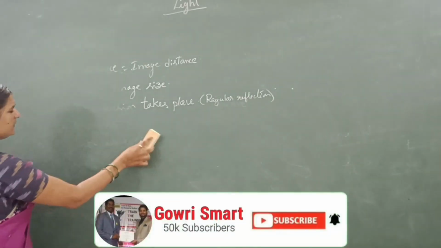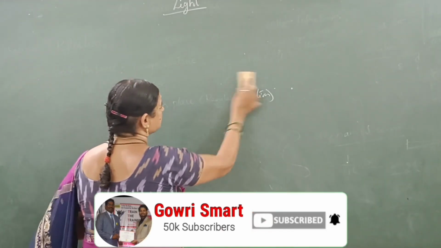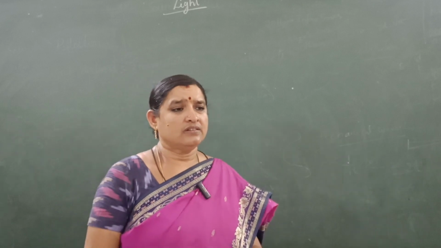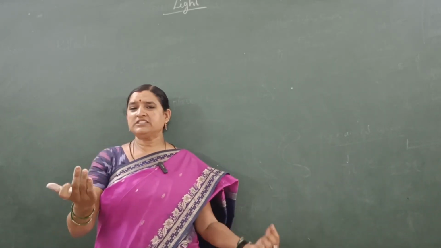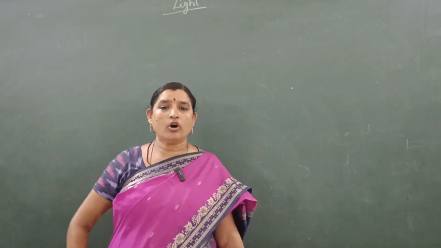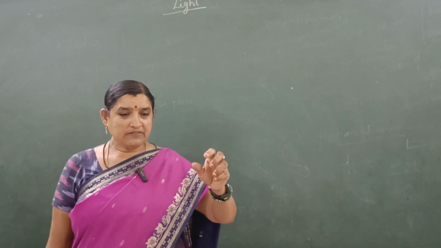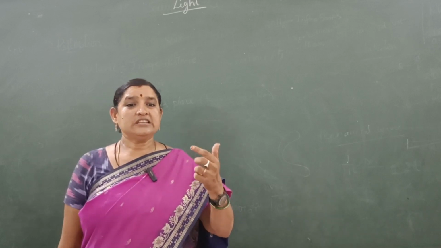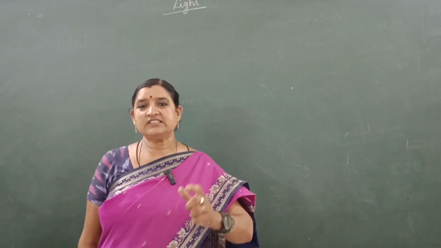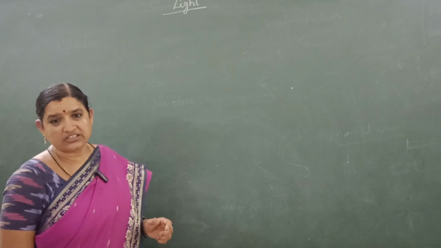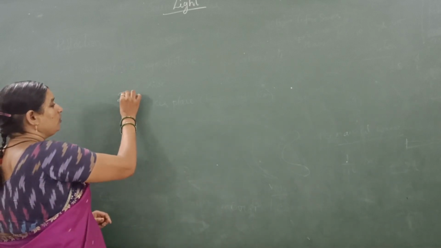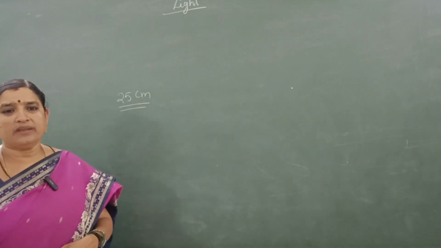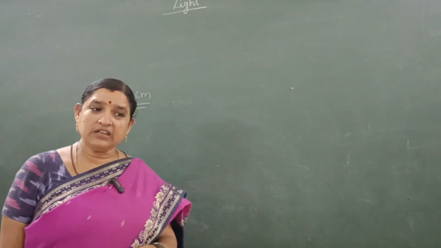The next one is least distance of distinct vision. What is meant by least distance of distinct vision? It is the distance between our eye and the object at which we can see the object clearly. That distance is called least distance of distinct vision. For a healthy human eye, that is 25 centimeters.